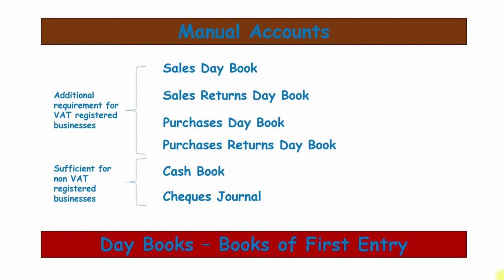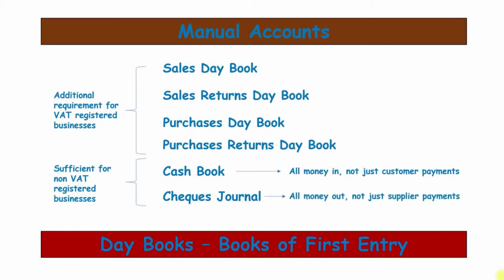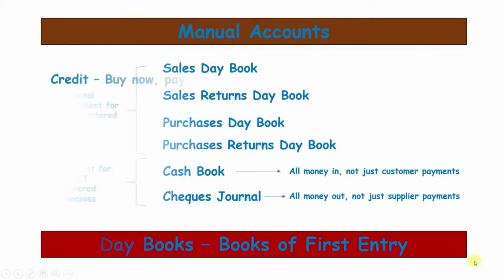It is important to note at this point that the Cash book records all money in, not just customer payments. Items such as incoming rent, revenue refunds, cash sales, etc. are all recorded in the Cash book. Likewise, all money out is recorded in the Checks Journal, including items such as rent payment, revenue payments, bank fees, etc. These books are sometimes known as books of first entry, as it is in these books that our figures appear for the first time.